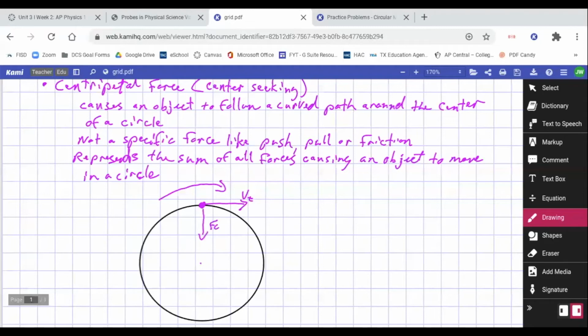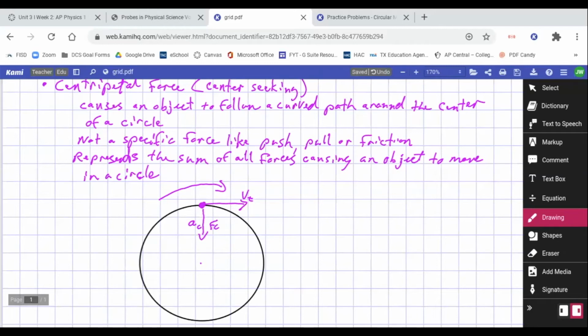Now, how well do you know your Newton's second law? Which way is the acceleration going? Somebody tell me out loud, which way is the acceleration going? Down or to the right, one of the two. Down. All right. Correct, because the direction of the net force is the direction of the acceleration. So if the net force is down, the acceleration is also down towards the center.